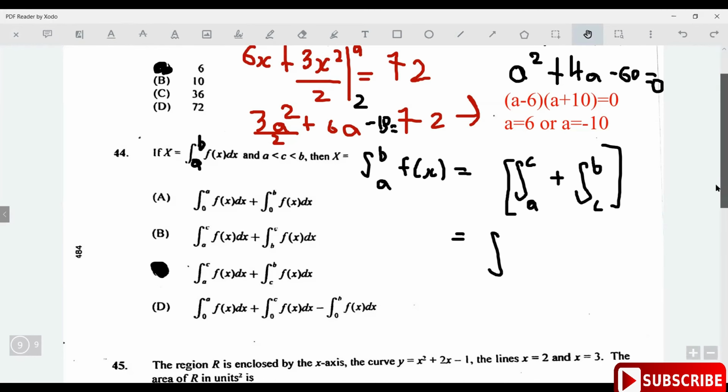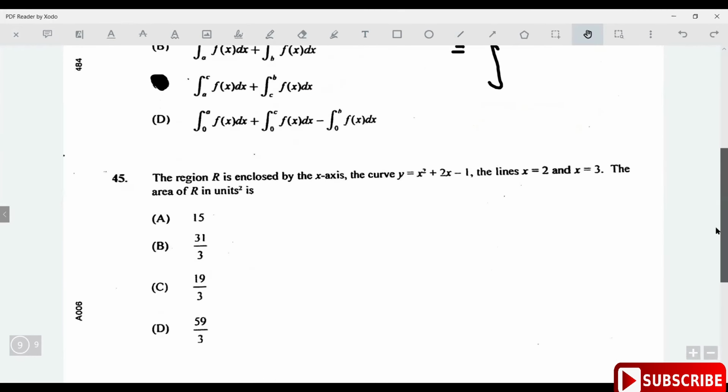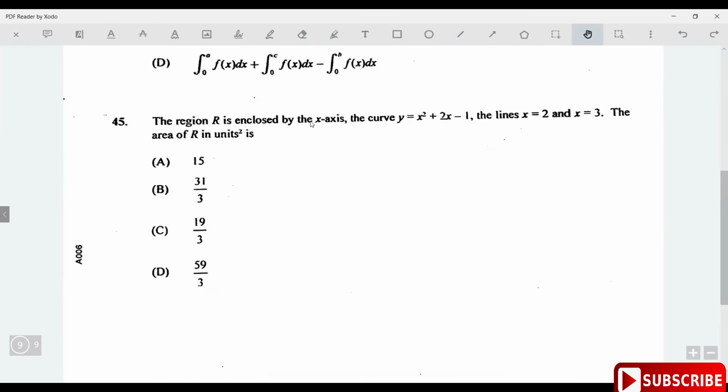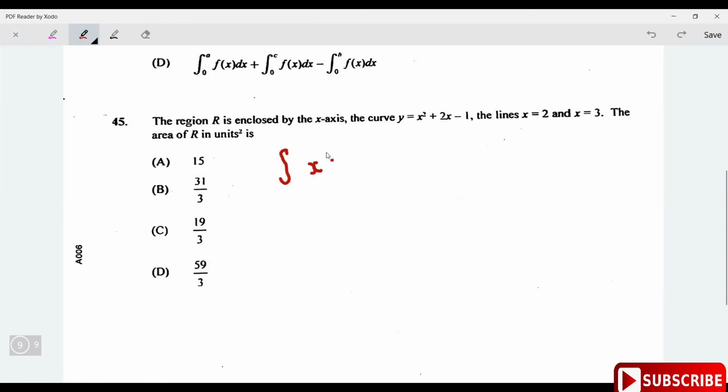All right, now question 45 says, the region R is enclosed by the x-axis and the curve x squared plus 2x minus 1, and the lines x equals 2 and x equals 3. The area R in units squared is, so the area R is the integral of y. So we need to integrate x squared plus 2x minus 1.